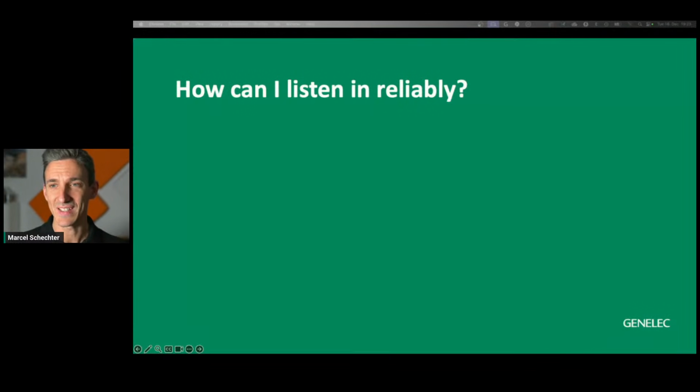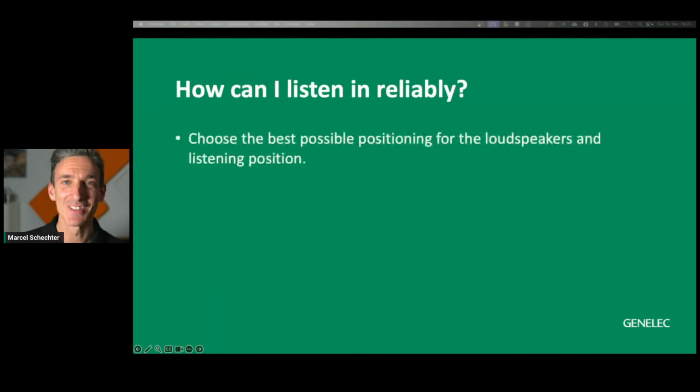Cool. So let's sum this up. How can I listen reliably? First of all, choose the best possible positioning for the loudspeakers and your listening position.